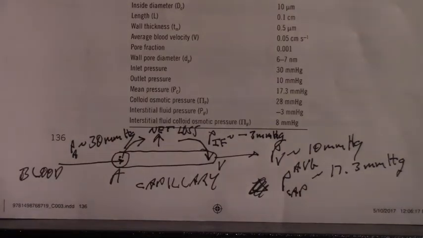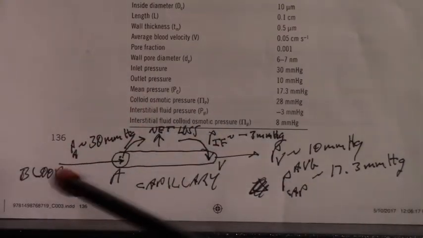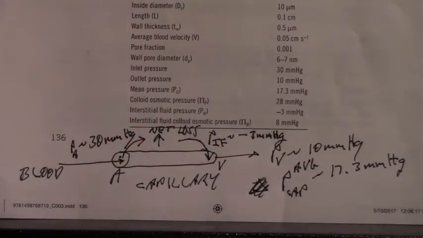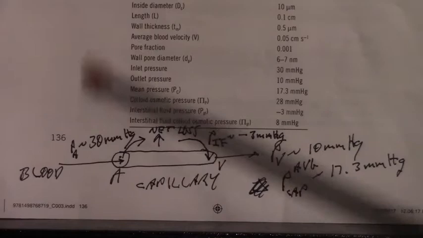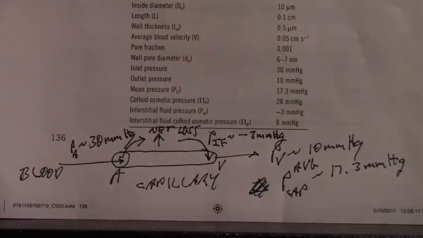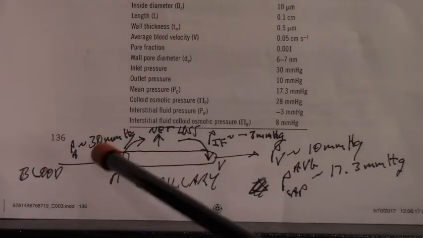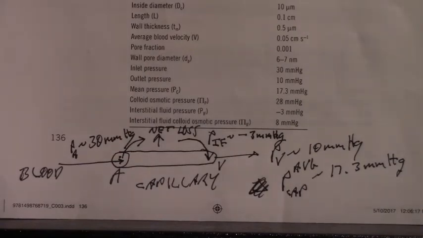Remember, the normal systolic pressure of blood is about 120 millimeters of mercury, and the diastolic pressure is about 80 millimeters of mercury. So by the time you get down to the capillary level, these pulsations have dampened themselves out, and because of the resistance to fluid flow, the pressure has decreased at the entrance to the capillary to about 30 millimeters of mercury.